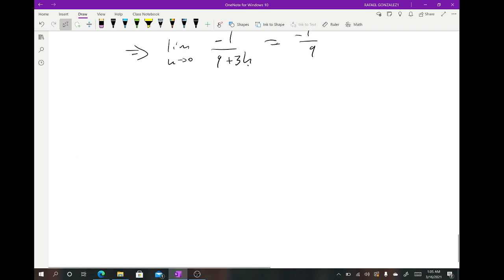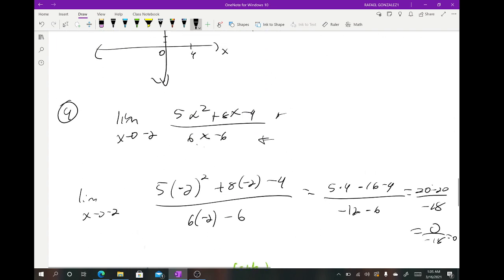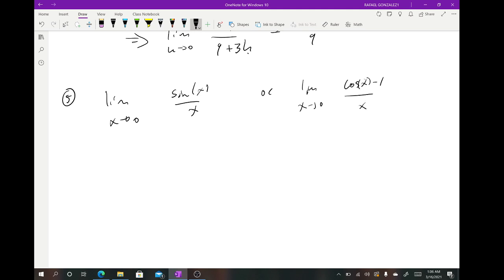Now, I will give you a problem, and this is something that you will have. What number was this? This was 3.4. So I will give you a problem where you have to find the limit, one of the special limits, either the limit as x goes to 0 of sine x over x, or something like the limit as x goes to 0 of cosine of x minus 1 divided by x.